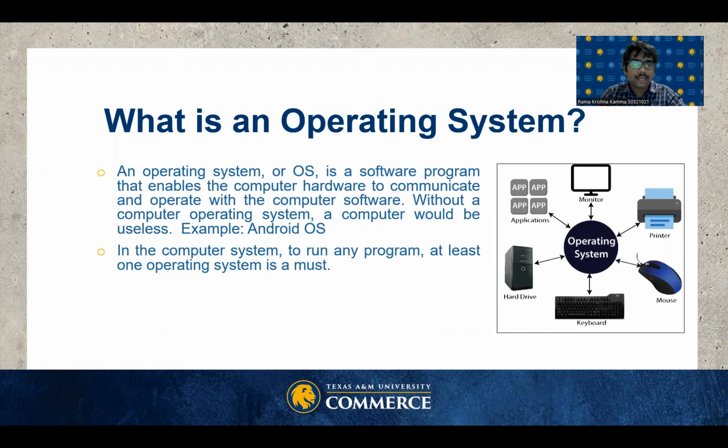The standard definition is as follows: an operating system is a software program that enables the computer hardware to communicate with and operate the computer software. Without an operating system, a computer is nearly useless. In the beside diagram, we see that we enter the input, it is taken by the CPU, processed and displayed on the monitor screen. Similarly for a mouse, printers, applications, etc., all of these are handled by the operating system. To run any program on a computer system, at least one operating system is required.